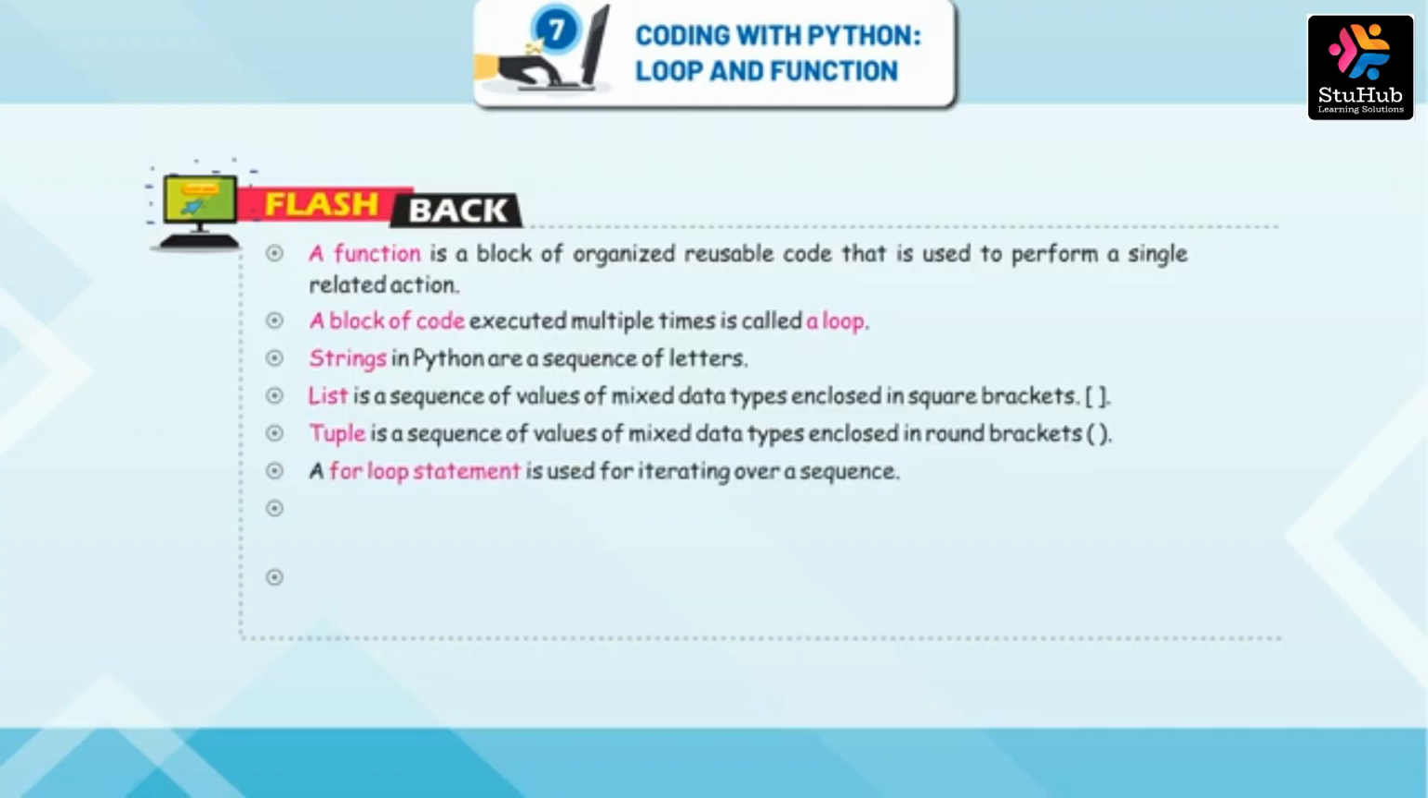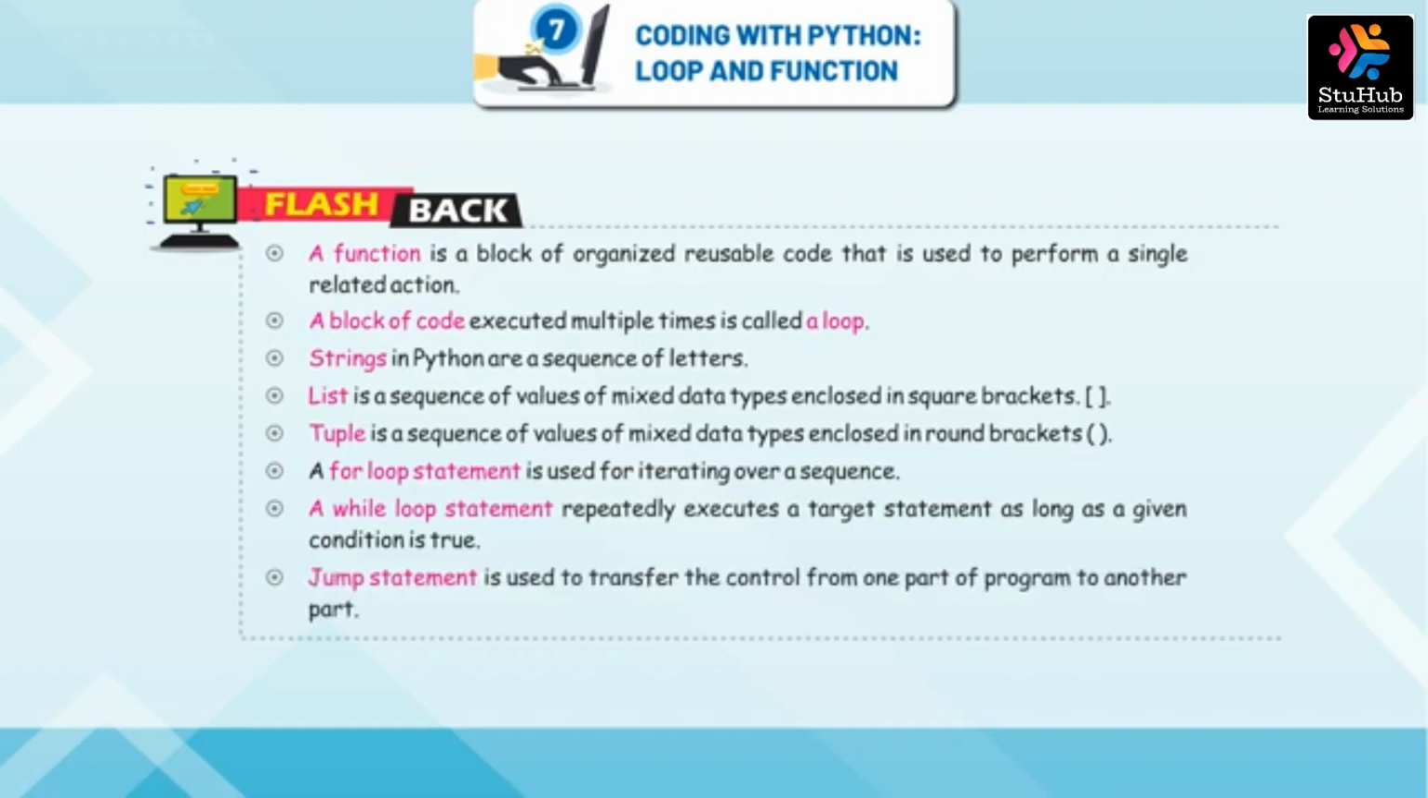A for loop statement is used for iterating over a sequence. A while loop statement repeatedly executes a target statement as long as a given condition is true. A jump statement is used to transfer the control from one part of the program to another part.